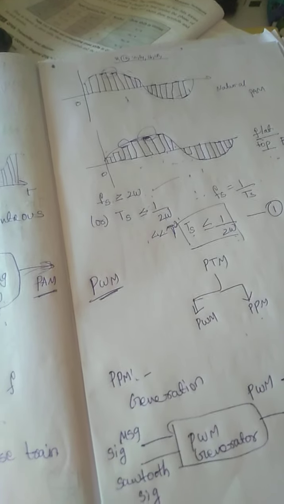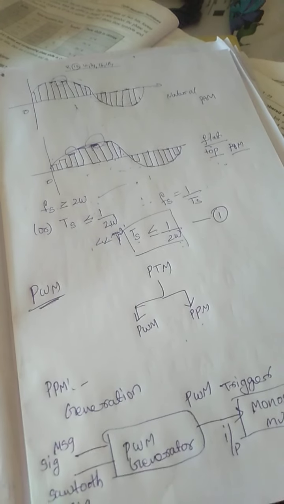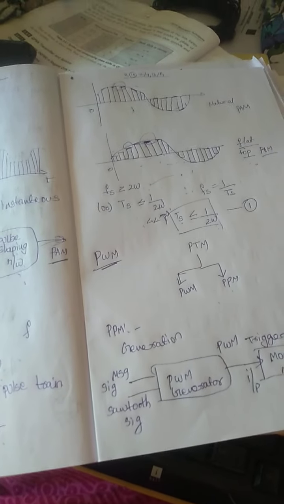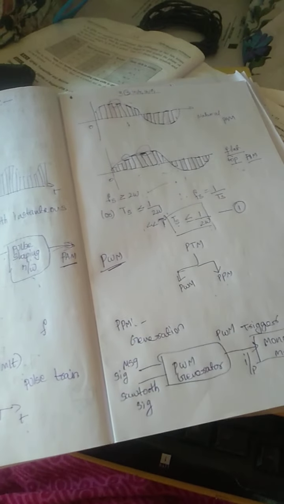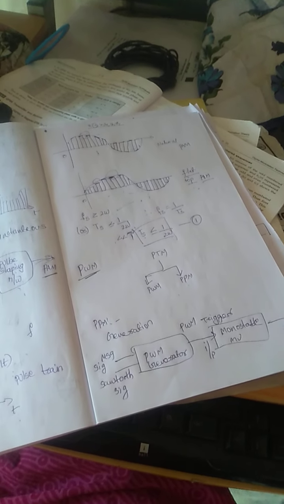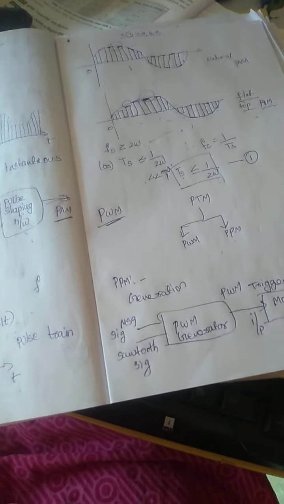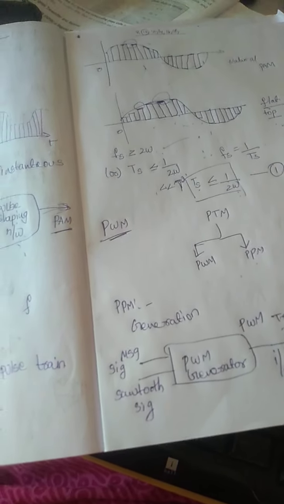Okay, next we'll see PWM, pulse width modulation, and pulse position modulation. In pulse width modulation the width of the pulse will be changing, whereas in pulse position modulation the position of the pulse will be changing according to the time. So these are the three main important concepts in the fourth unit: PAM, PPM and PWM. So now we'll talk about PPM, a very important topic. Here the position of the pulse will be changing according to the time.